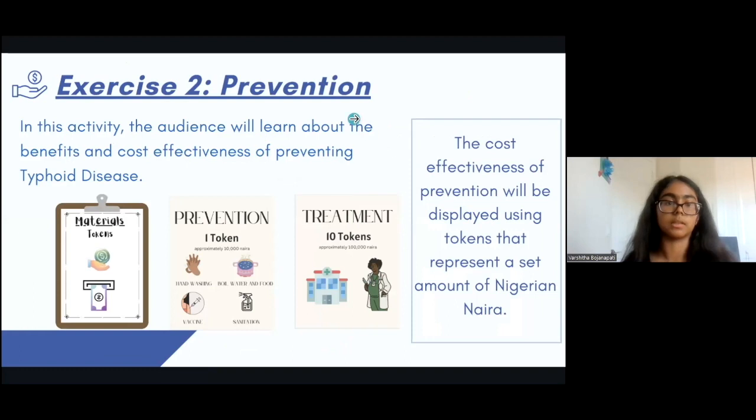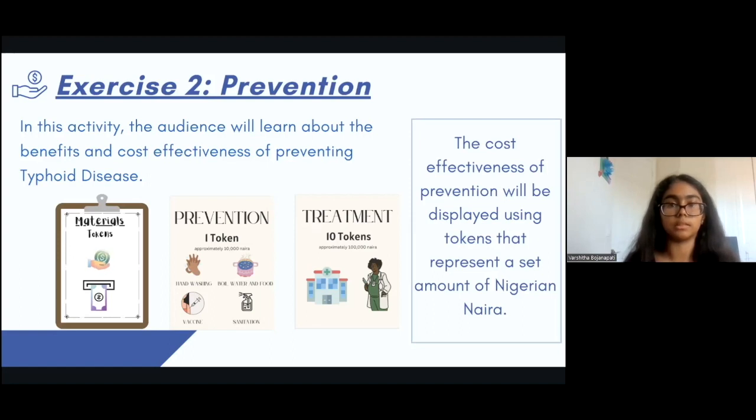So the second exercise is to show why prevention is more cost effective than actually treating typhoid. It's going to be a game where the audience is split into two groups, and one group is going to prevent typhoid while the other group treats them.